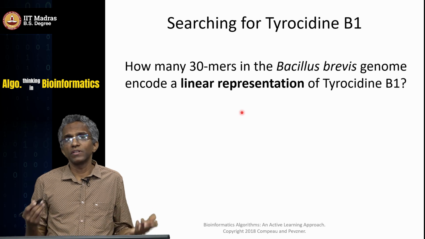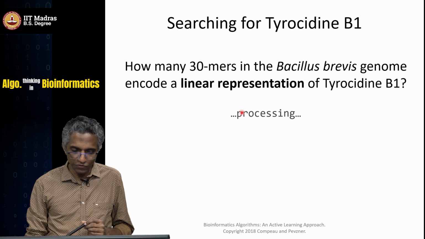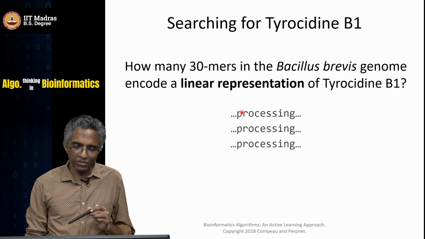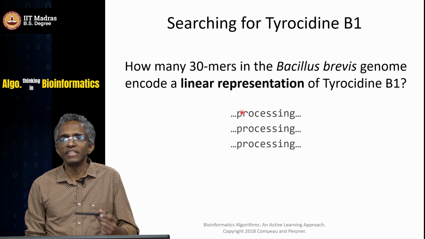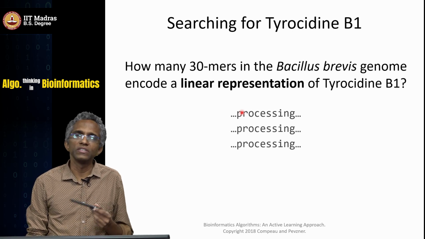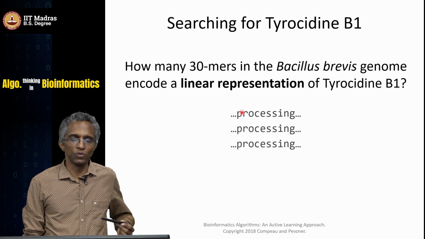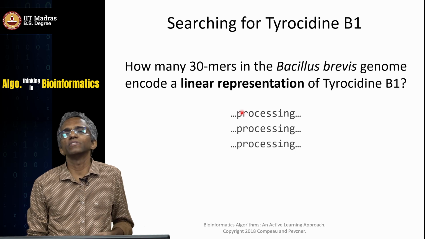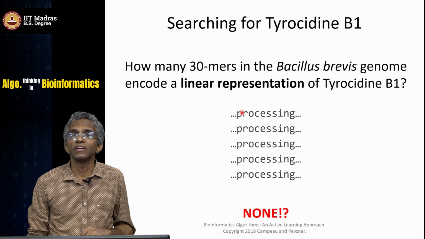You look for a 30mer in the genome that will code for tyrocidine B1, and you keep sliding all these windows and searching. There is also one other detail that I missed out. Tyrocidine B1 is a cyclic peptide, so you look at different linear representations of this cyclic peptide, you look for all of those linear representations in the genome, and you never find it in the genome.